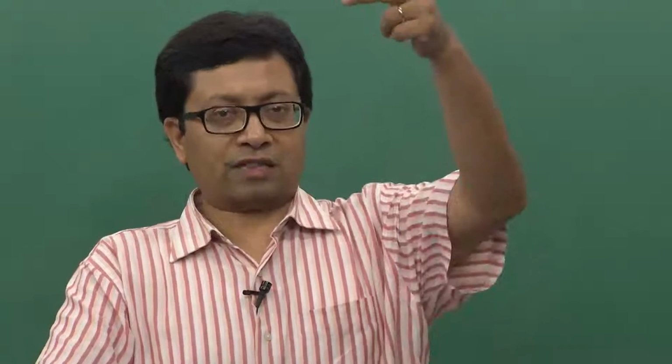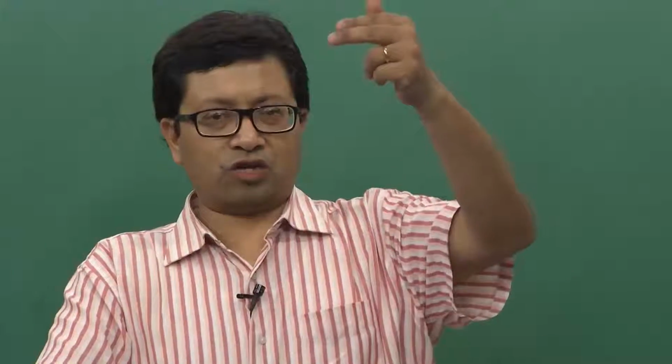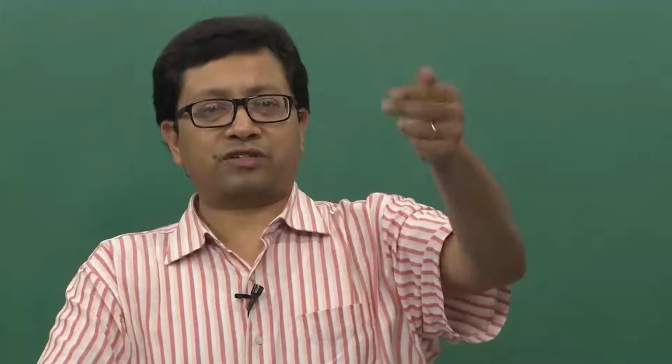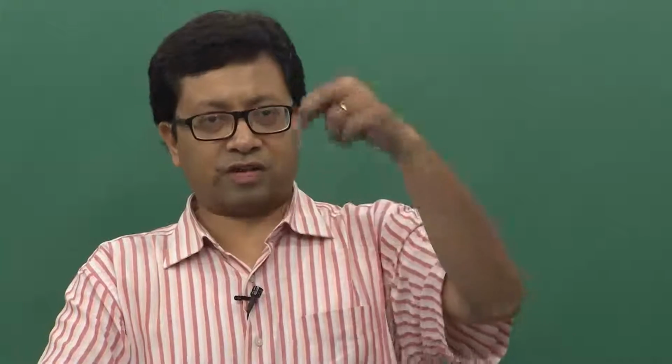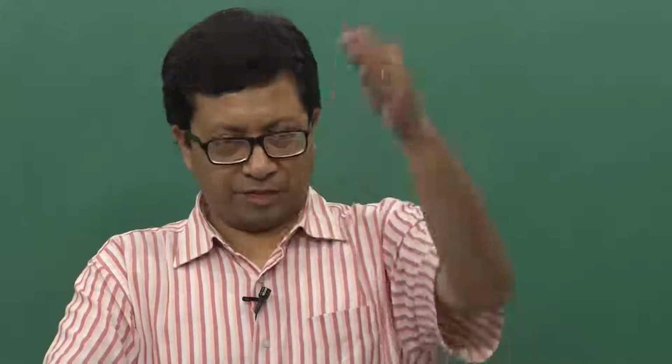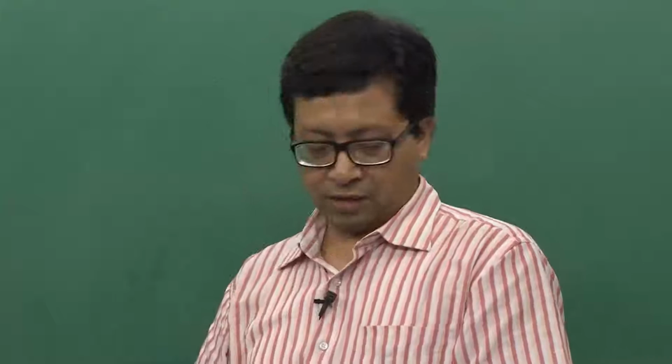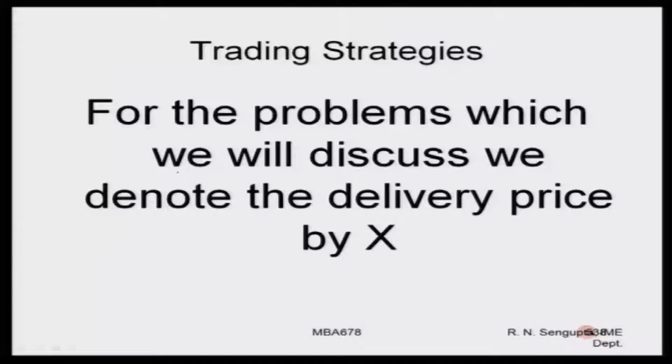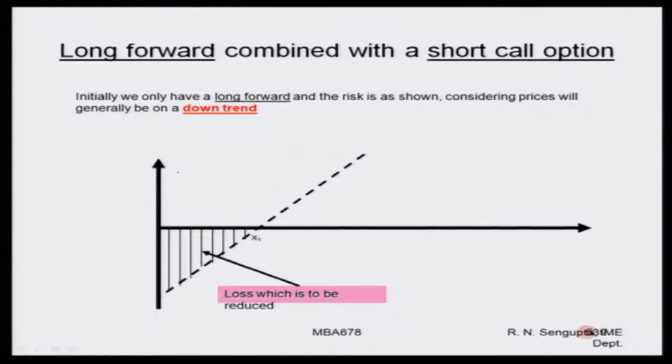If you remember, we have done different types of problem solving using the ratios, where you rank them from the highest to the lowest of the ratio of excess return over the risk free interest rate divided by standard deviation, or the excess return over the risk free interest rate divided by the beta. So, we consider different concepts of risk. They are basically some sort of loss in a very simple sense. For the problems which we will discuss, we will always denote the delivery price by x. It can be K or x, but we will continue with x as the delivery price.